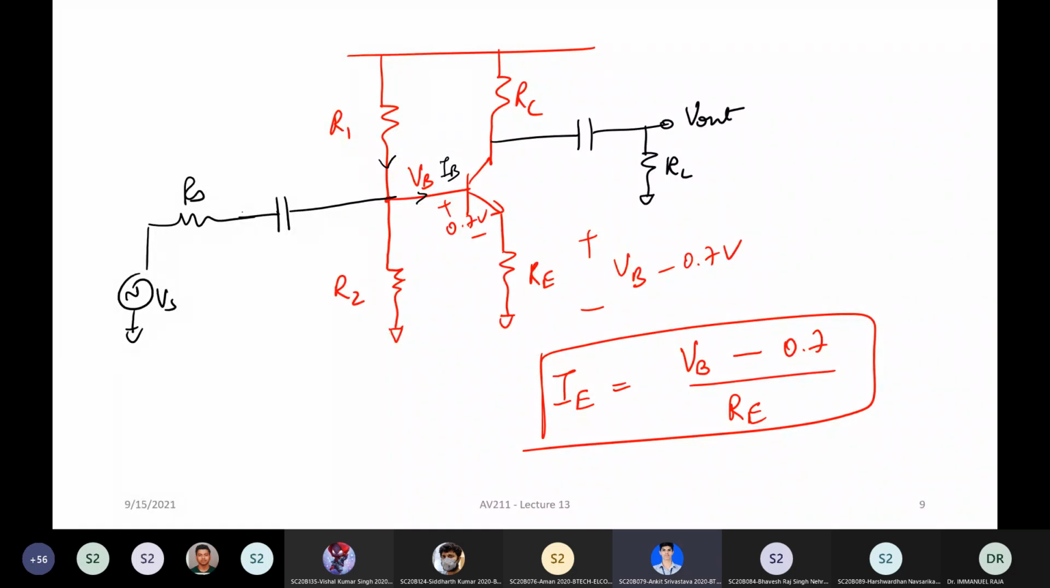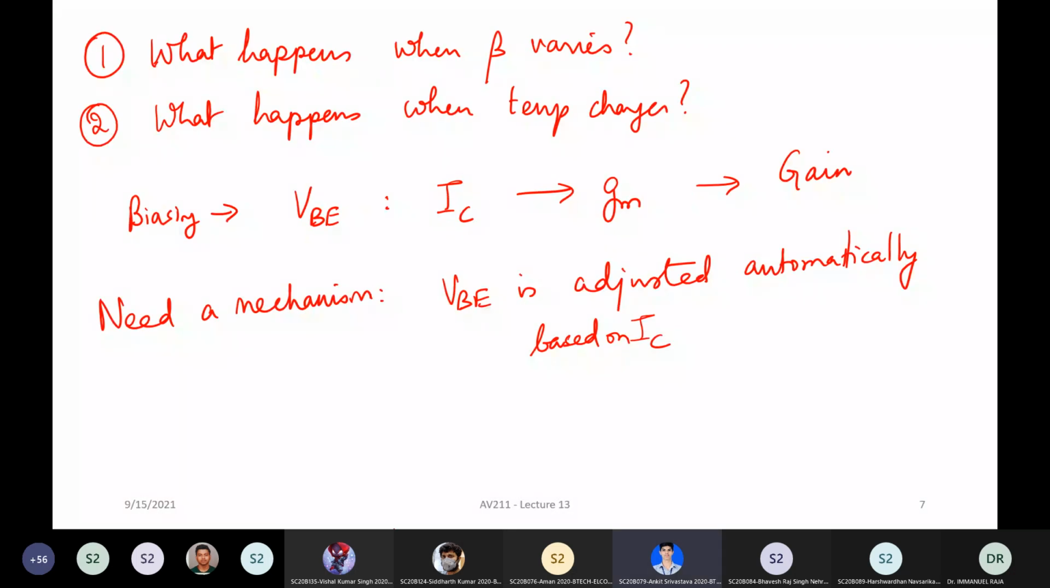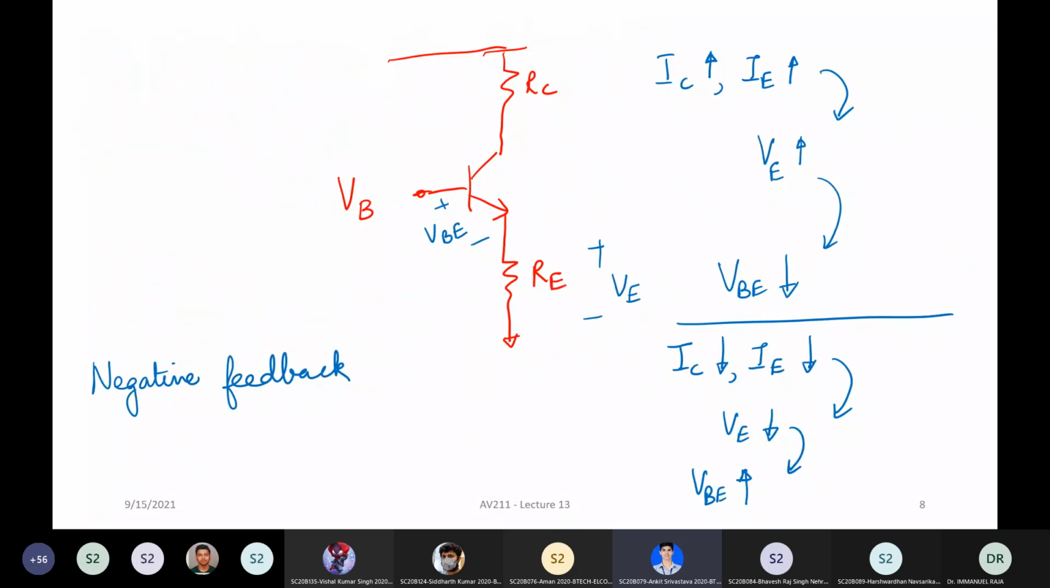Sir, in the previous part where you had written what happens when beta varies, that IC increases, IE increases. I did not understand: if VBE decreases, then how is IC also decreasing? Yeah, VBE decreases, IC will decrease, right? See, let's say the temperature has gone up for some reason. Ambient temperature plus also junction heating, junction temperature.